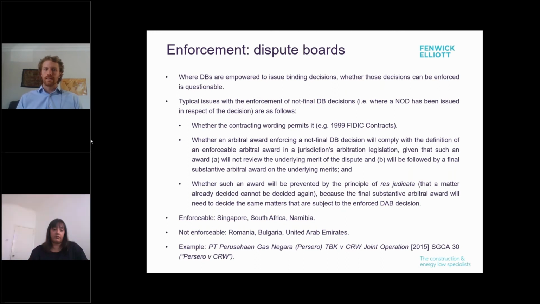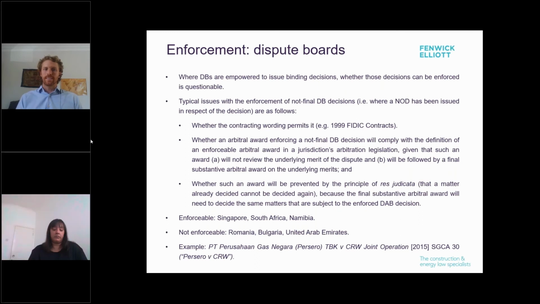The contract was based on the 1999 FIDIC Red Book and so included a DAB able to issue binding decisions. And these cases involved CRW's attempt to enforce a not final DAB decision issued in its favor. The first point goes to applicable law. The dispute board procedure was subject to the governing law of the contract, Indonesian.